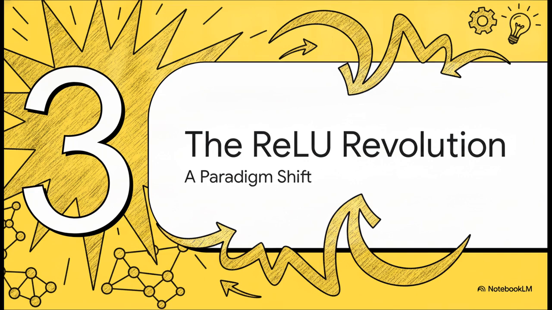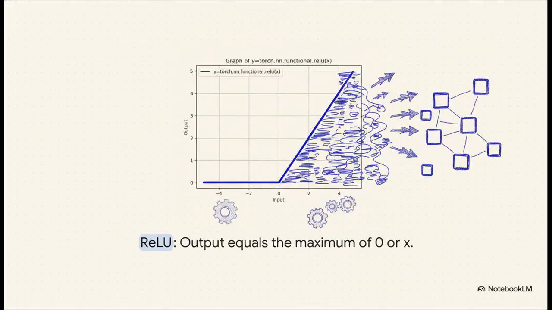And that kicks off section 3, the ReLU revolution. The answer to that question triggered a total paradigm shift. I'm talking about the rectified linear unit, universally known as ReLU. The math here is almost laughably simple. The output equals the maximum of either 0 or x. Positive inputs just pass right through linearly, and negative inputs hit a brick wall and become a flat 0.